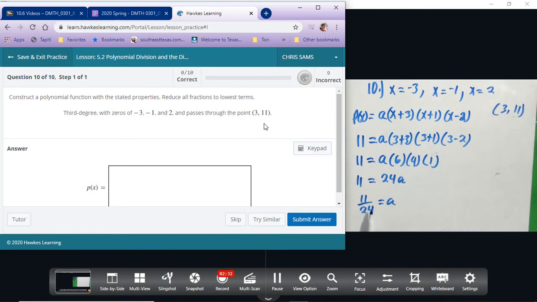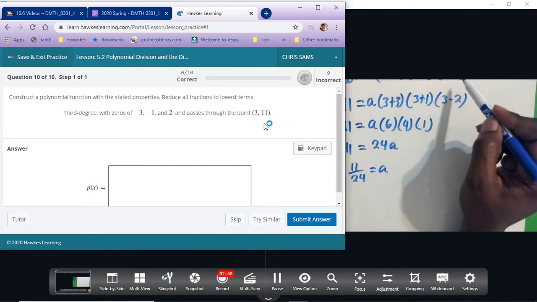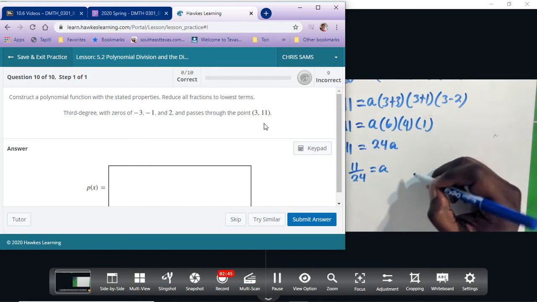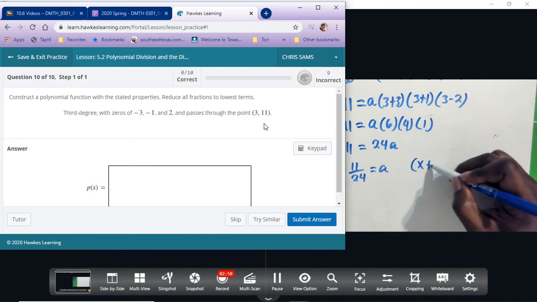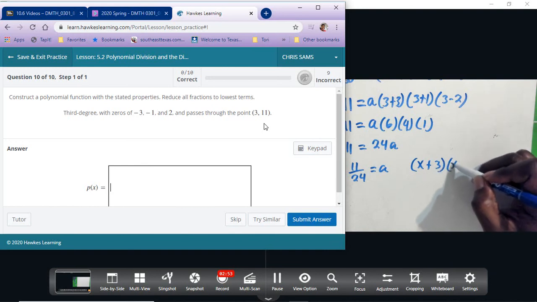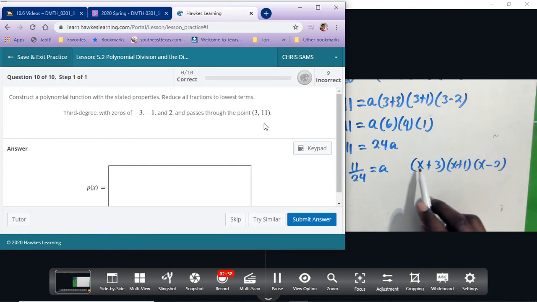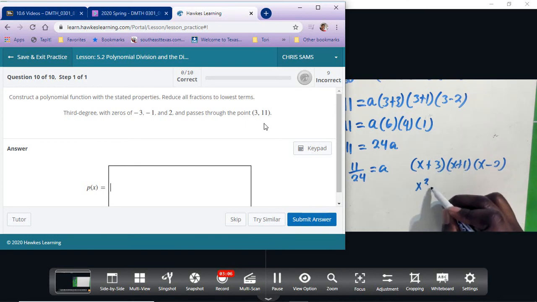So that's going to be the number out front. It's going to multiply this polynomial. And then the last thing I have to do is just FOIL this together and multiply by 11 over 24. So I'm going to FOIL it first: x plus 3, x plus 1, and then x minus 2. I'm going to FOIL the first two. x and x gives me x squared. x and 1 is 1x, and 3x gives me 4x. 3 and 1 gives me 3.